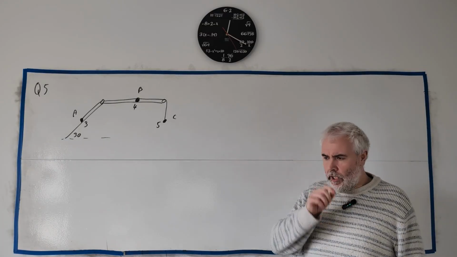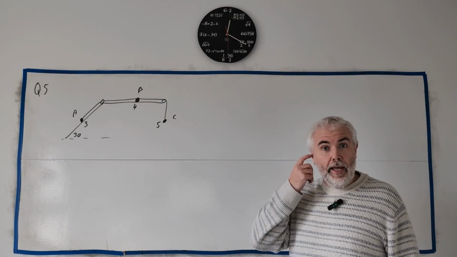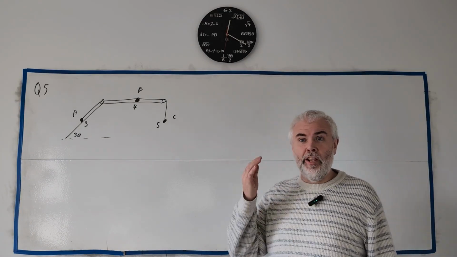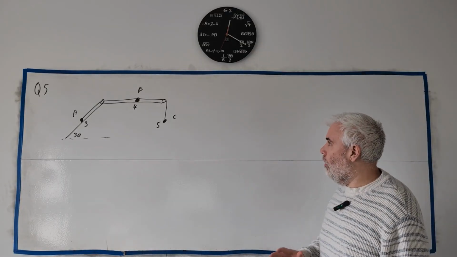Now, it's already been a long question. I think part A was 3 marks, part B was 4 marks. But there's still more to come. We're going to get 5 marks for part C, and it probably is the hardest part of it.